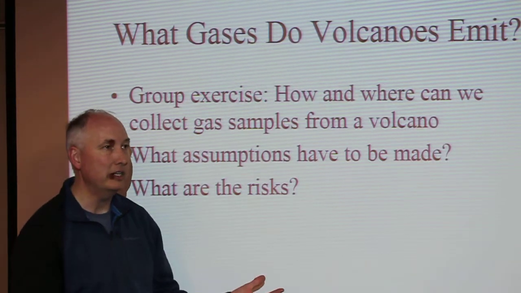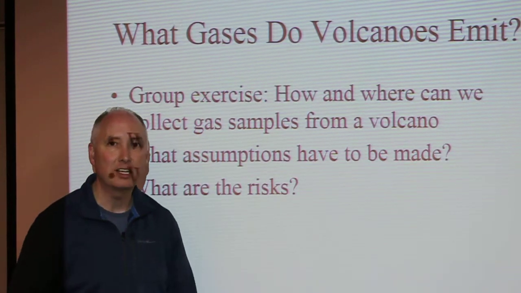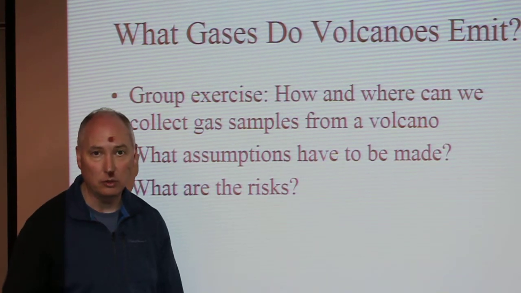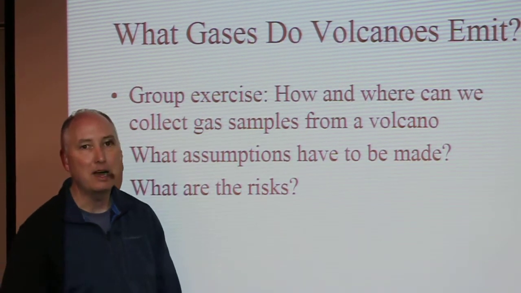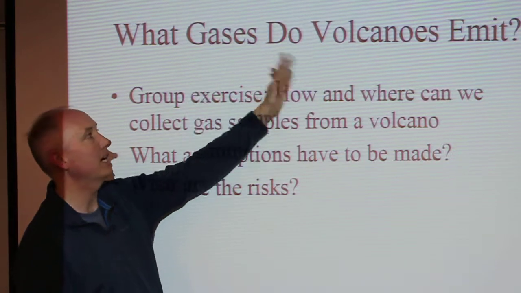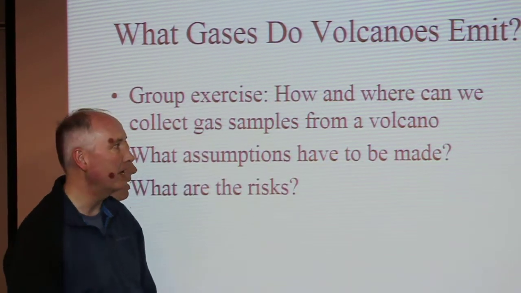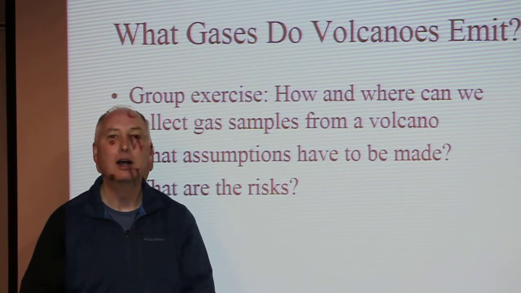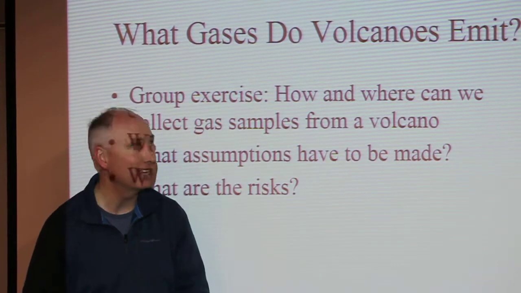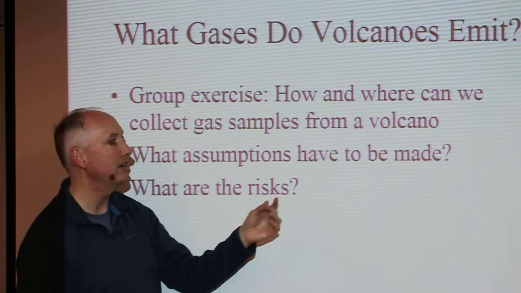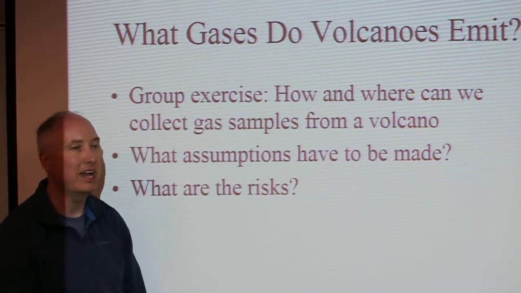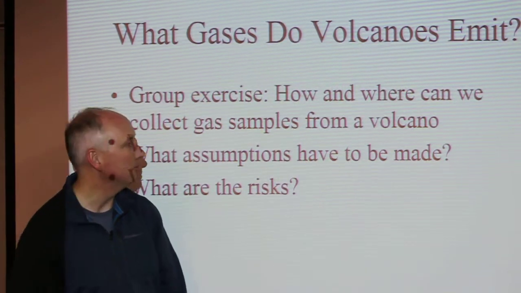The question we have here is, where did this atmosphere come from? Our leading hypothesis is that it came from volcanoes. But in order to test that hypothesis, we have to determine what kind of gases are emitted by volcanoes. We'll do this as a group exercise when I return from the trip, so you should be prepared for this next time. The group exercise is to figure out where and how you can sample gases from a volcano and do it safely.